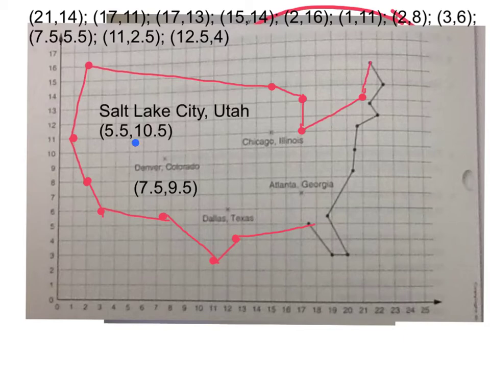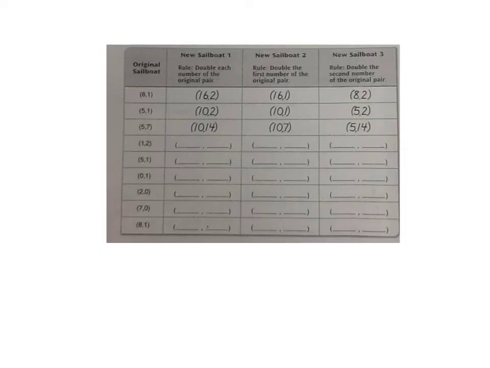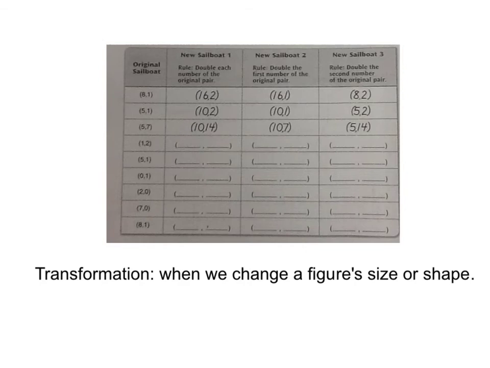As you can see, my dot is right in the middle between 5 and 6 on the x-axis and between 10 and 11 on the y-axis. This is 5.5, 10.5. Finally, we are going to explore plotting ordered number pairs and transforming pictures. A transformation is when we change a figure's size or shape.